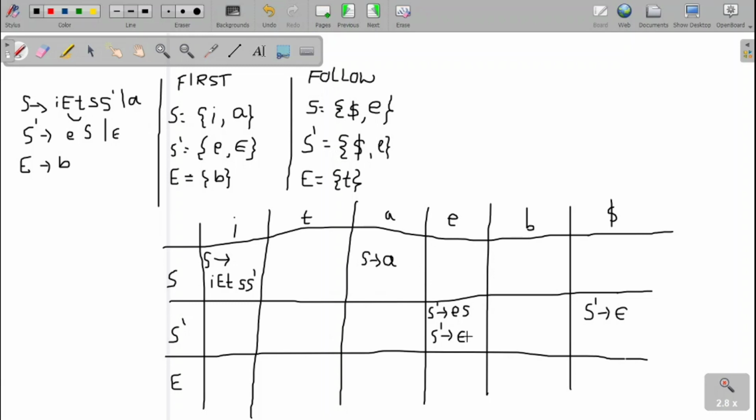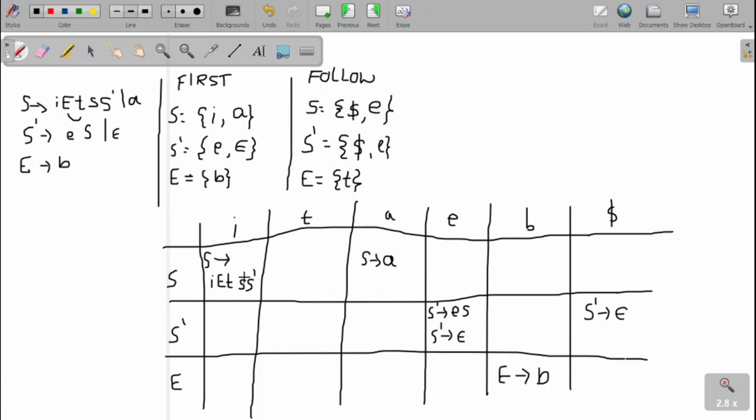S dash derives epsilon. So we are done with the S dash. Then for the E, what is the first of E? It is B. So for the B, you write that production. E derives B. So now we filled the table. Now we have to say whether the grammar is in LL(1) or not.